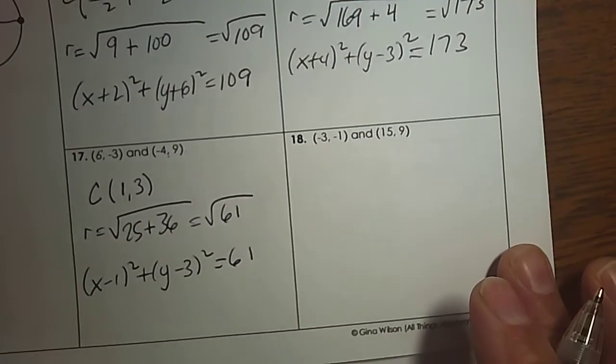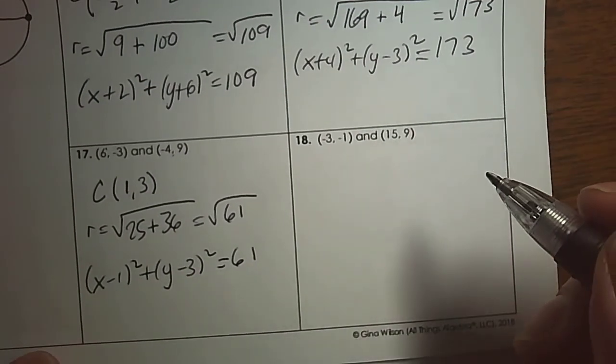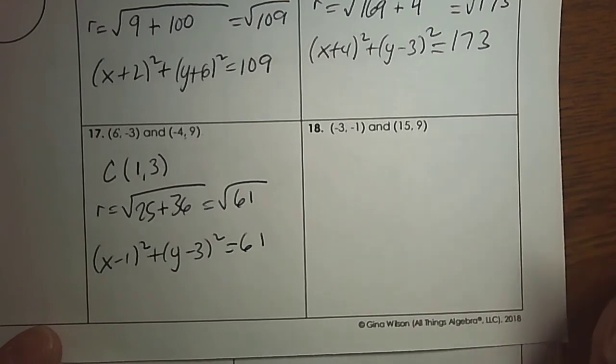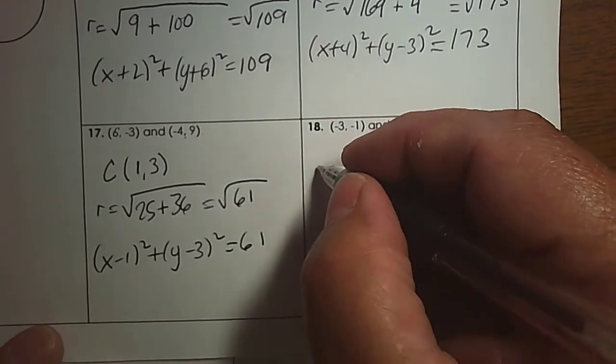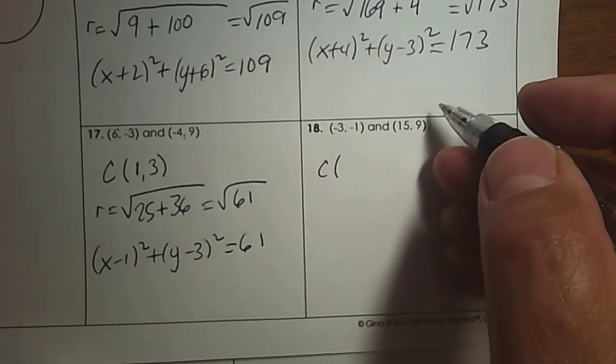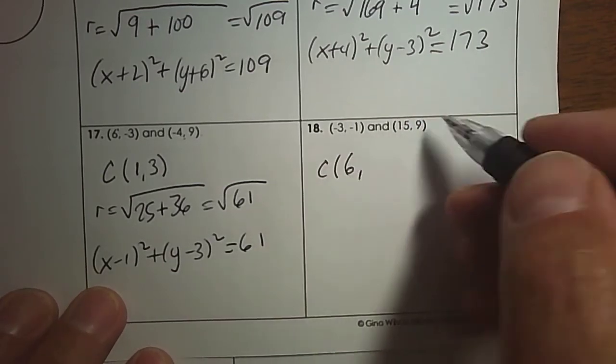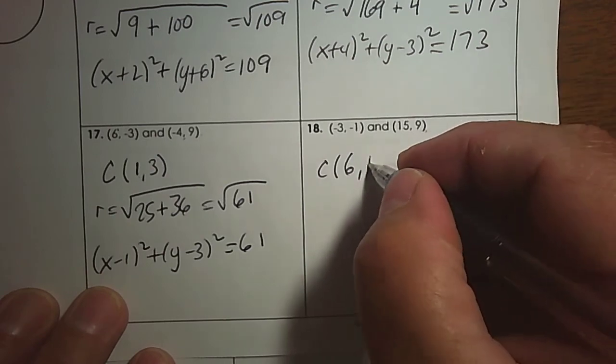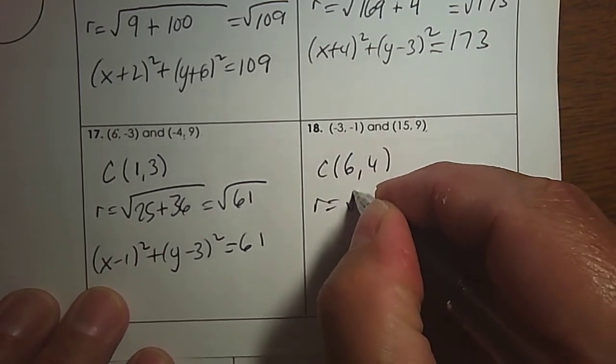All right, last one for the lesson. Can you do this? Try it. You want to try, press pause and do it, and then press play? Let's see. Midpoint. So negative 3 and 15, that's 12. Divide by 2. Negative 1 and 9, that's 8. Divide by 2. The radius, the square root.